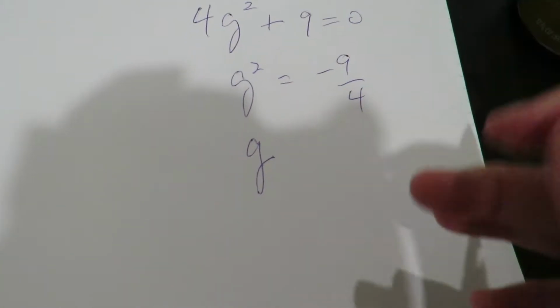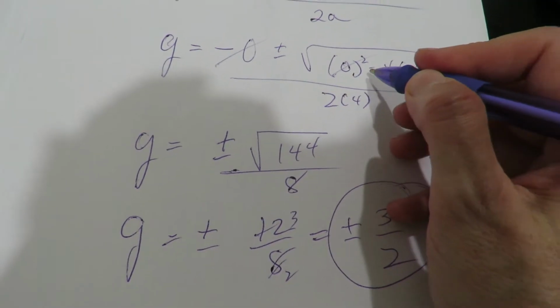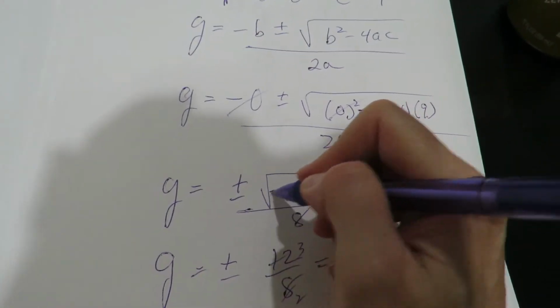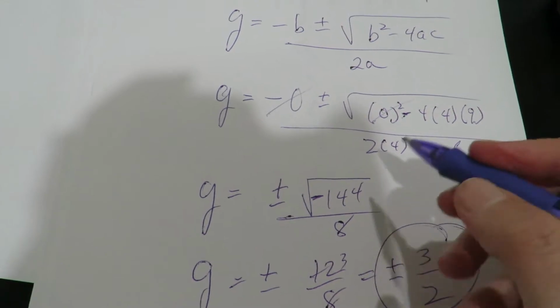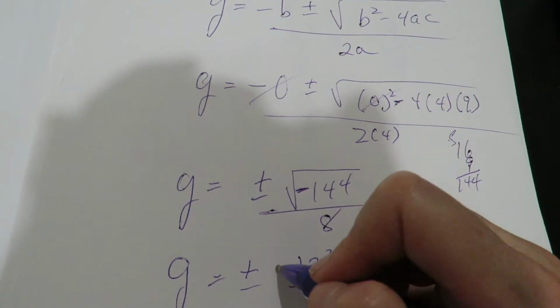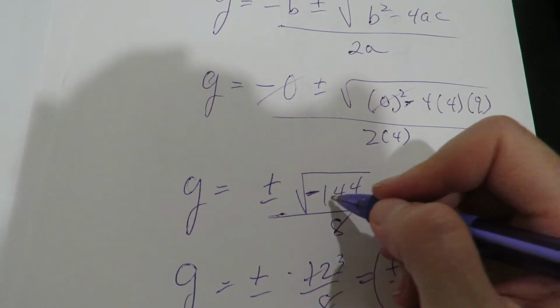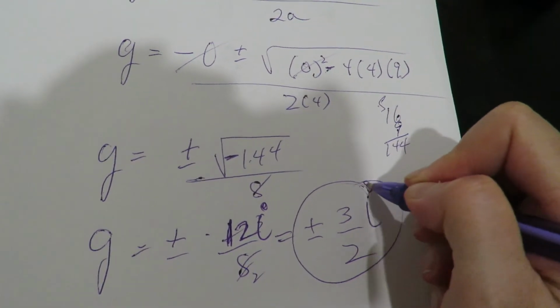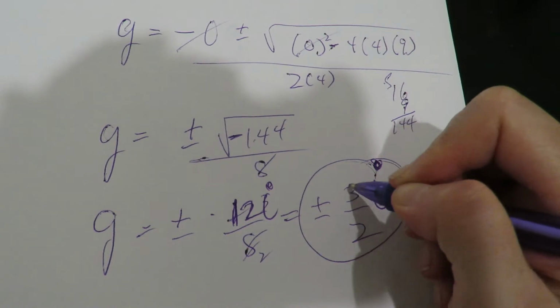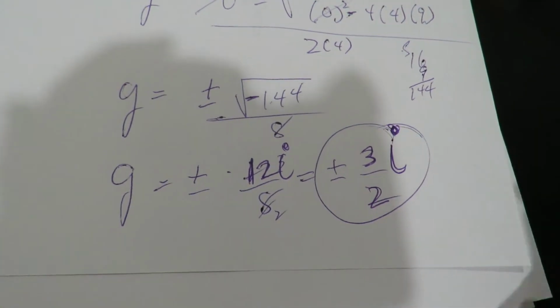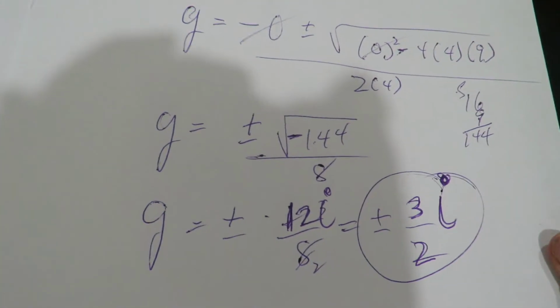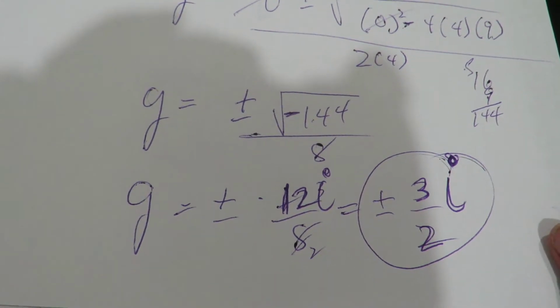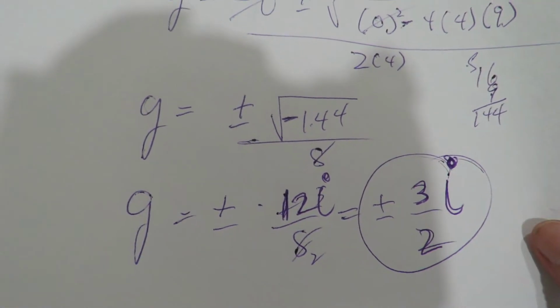And then... Oh, did we lose the negative? We did. I'm so glad I did this. I lost the negative, right? Because this negative here is not going to go away. So the square root of this is actually 12i. And when you reduce it, it becomes 3 over 2i. Wow, I almost didn't catch that. I'm glad I didn't have to do the video over. Okay, hope you guys are okay with that.